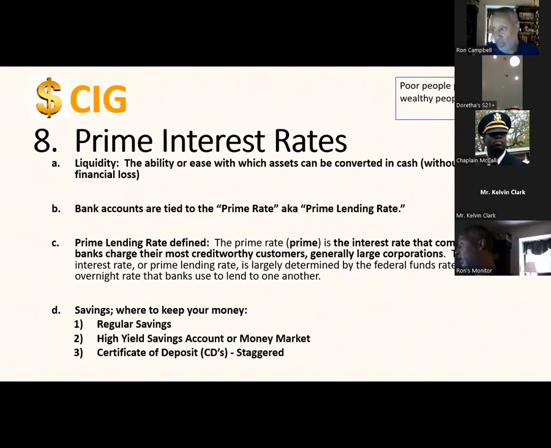Now the banks, when they pay you interest, give you just the opposite. I know that's weird. The bank would tell you, we'll give you 3 points below prime. So if the prime rate is 3.5, your bank is probably going to give you a 0.5% interest rate on your savings account.